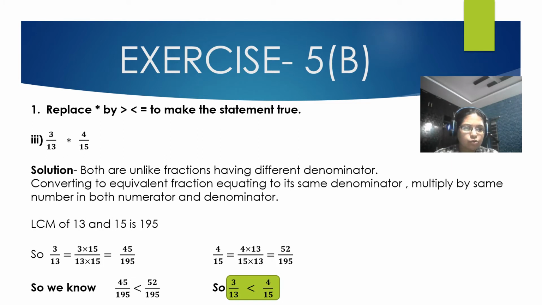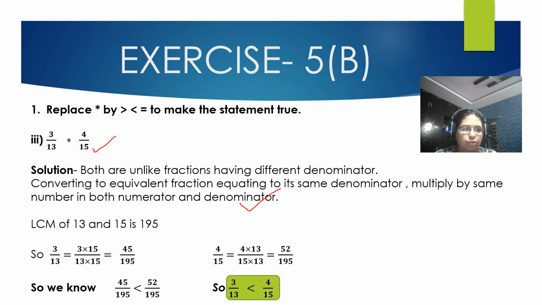Now we have to solve question number 1, third bit. 3 divided by 13 star 4 divided by 15. Both are unlike fractions having different denominators, that is 13 and 15 are different. So both are unlike fractions. So we have to convert these fractions into equivalent fractions, equating the same denominator, multiplying the same number with both numerator and denominator.